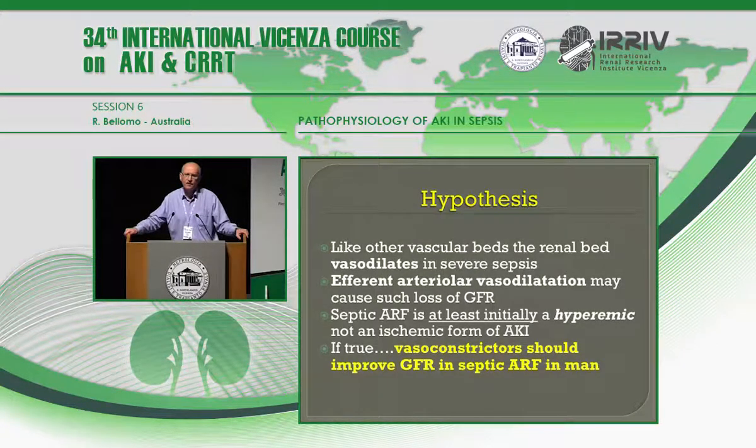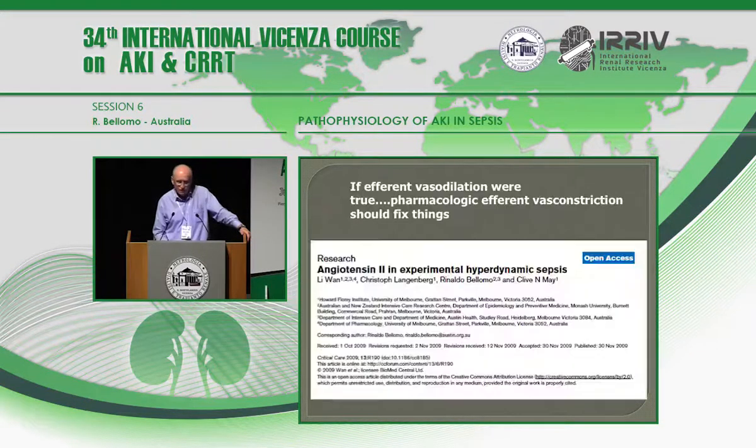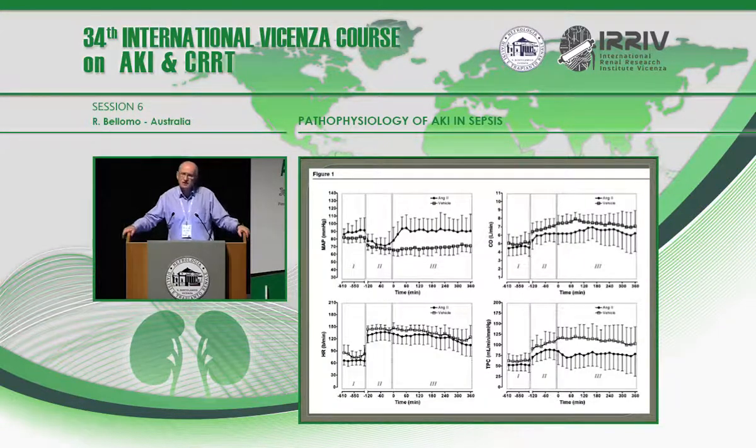So it is possible that excessive, significant efferent arteriolar vasodilatation is responsible, at least initially, for this hyperemic state and for the loss of GFR. Now, if that was true, one way to potentially alter that is to give a drug that is specific for the efferent arteriole, such as angiotensin II. As you know, in clinical practice, we use ACE inhibitors in order to induce efferent arteriolar vasodilatation. Here we want to do the opposite. So what would happen if you gave angiotensin II to septic sheep in the setting of gram-negative sepsis?